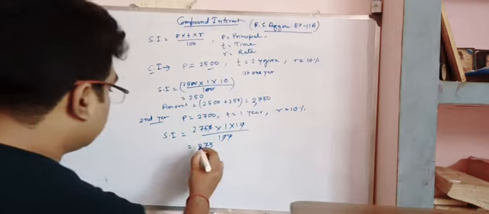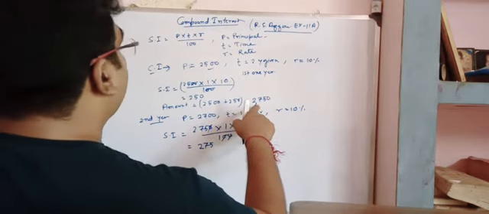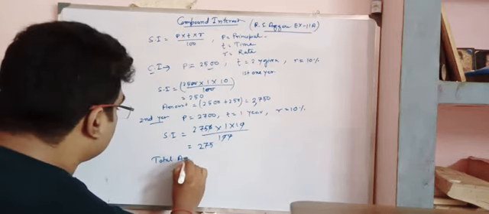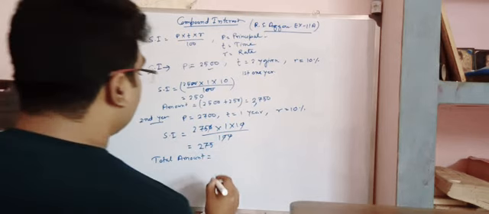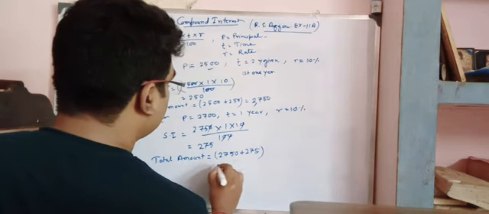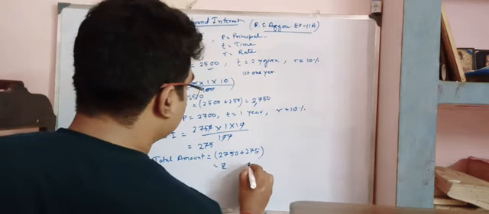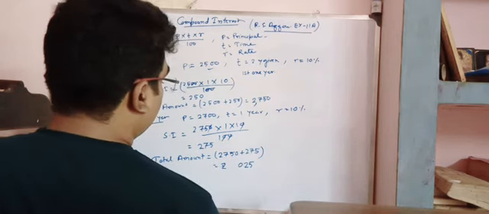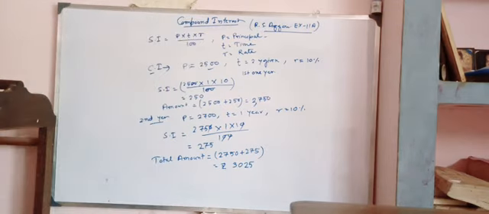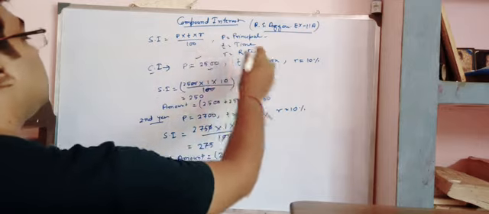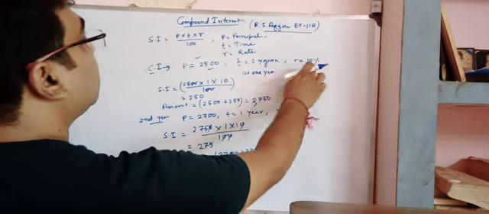So again we are adding this 275 to my new amount. Okay, so the total amount is equal to 2750 plus 275, which is equal to rupees 3025. So that is my compound interest amount for rupees 2500 for 2 years at the rate of 10% per annum.